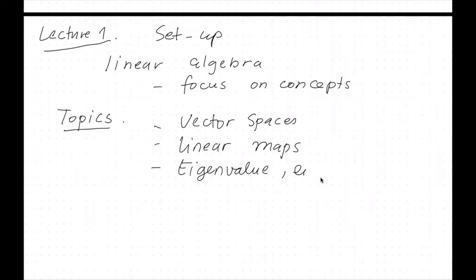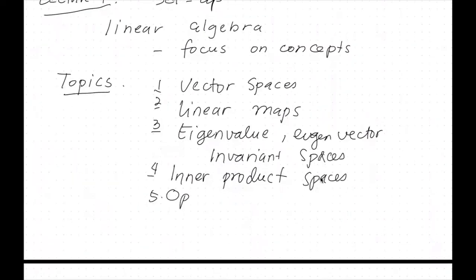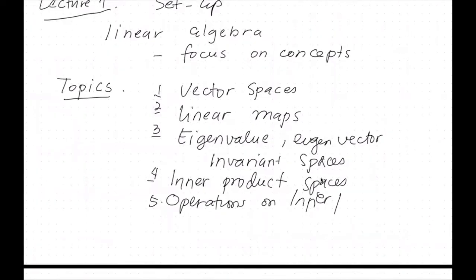And then the third one will be eigenvalues, eigenvectors, and invariant spaces. And then the fourth, let's number this 1, 2, 3, 4. The fourth will be inner product spaces. And then number 5 will be operations on inner product spaces.